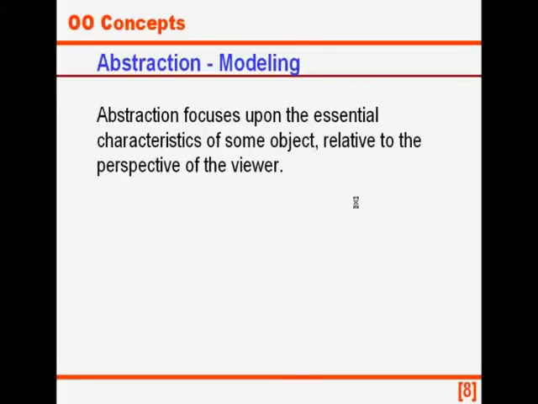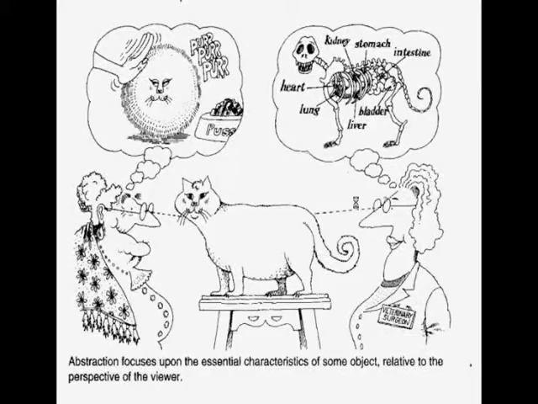Abstraction focuses upon the essential characteristics of some object relative to the perspective of the viewer. This definition is from the classic book by Grady Booch, and this is a picture which accompanies that. You can see it is the same cat, but from the viewpoint of the owner, the old lady on the left, she sees it as a cute little fur ball which eats some food and makes cute little sounds. But from the viewpoint of the veterinary surgeon on the right, the cat has parts like kidneys, intestines, bladder, liver, etc. So the two people have different abstract models of the same cat.